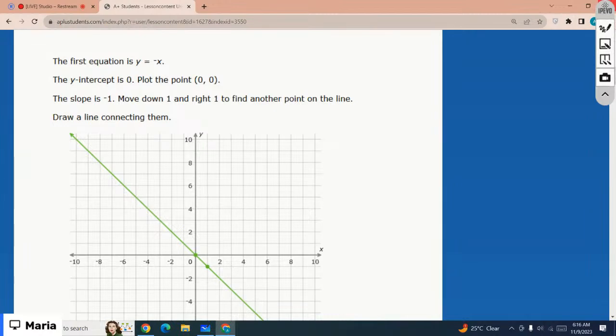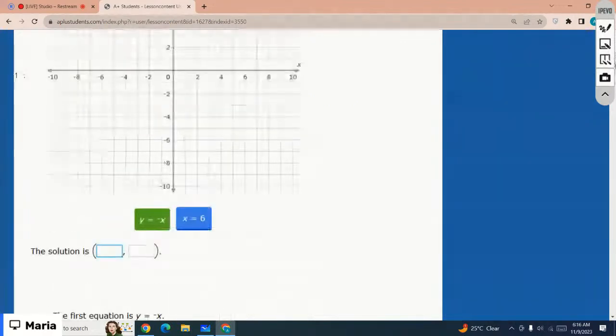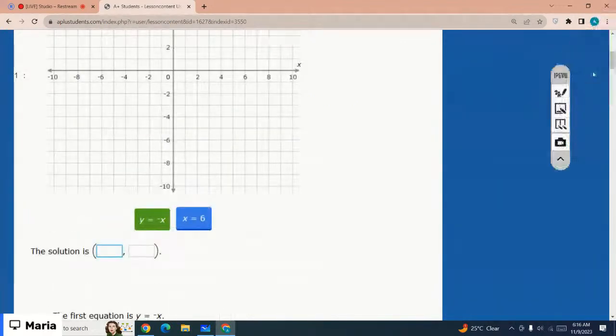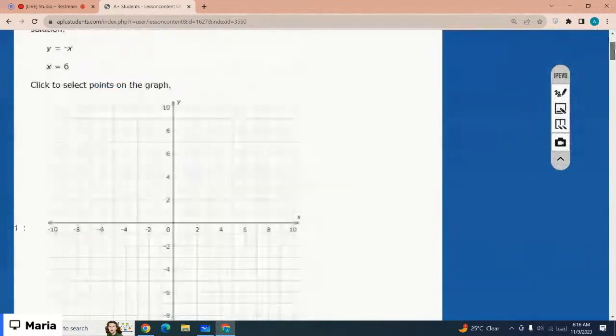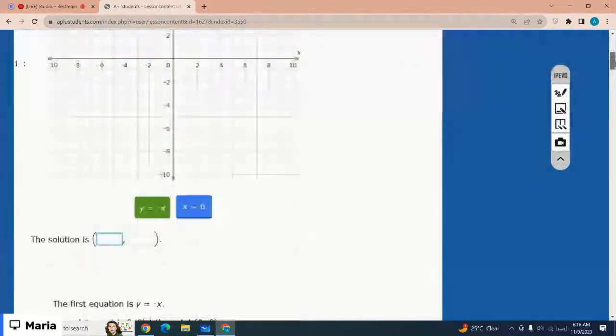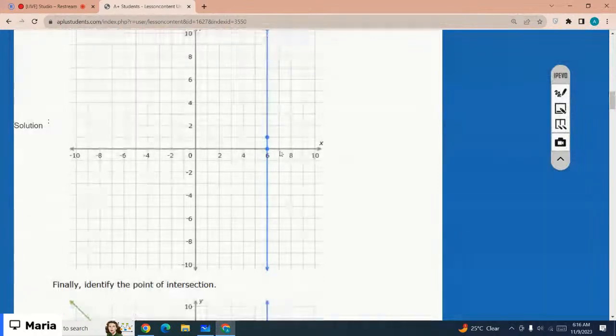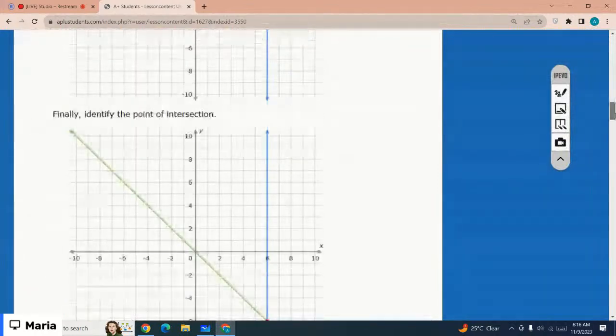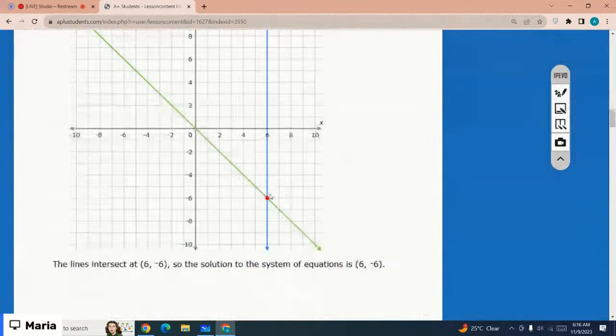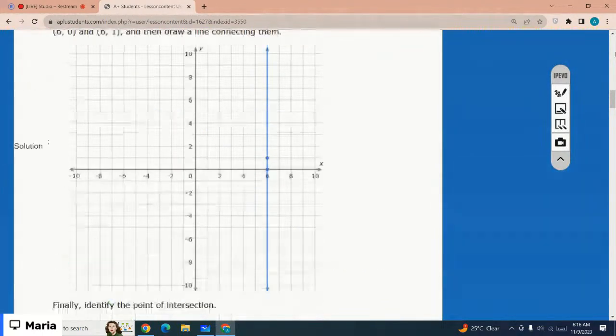The second equation is x equals 6, right? So here is the line for x equals 6. You can see there you have an intersection point, that is 6 and negative 6, right? That is the solution of the equations. Let's just start with the test questions.